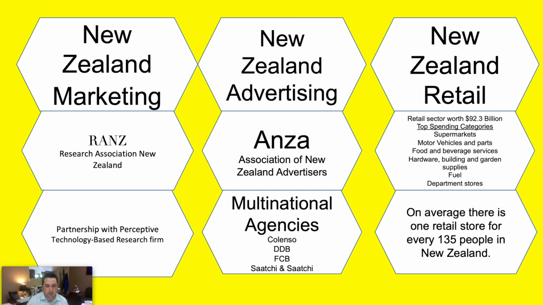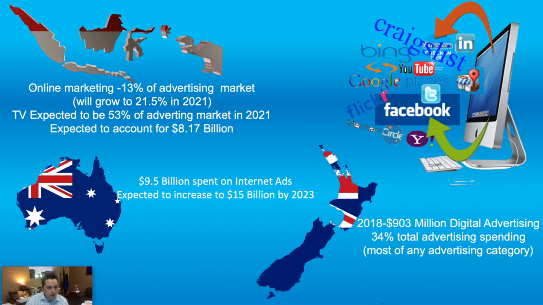In New Zealand, same thing. You do have help there with marketing and advertising, but retail sector worth $92.3 billion there. In Indonesia, online marketing is only 13% of the advertising market. TV still dominates advertising in Indonesia. In Australia, $9.5 billion spent on internet ads is expected to increase to $15 billion by 2023. New Zealand, digital advertising is 34% of their total advertising, $903 million spent there. It's most of any advertising category.